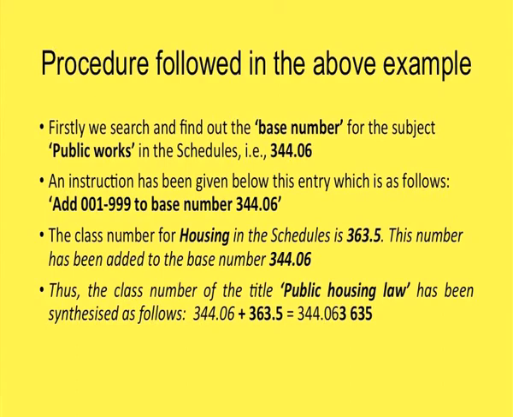So, wherever we find this instruction in the schedule, add 001-999 to the base number, we add the number as we find it in the schedule. The complete class number for housing, 363.5 in this case, has been attached or added to the base number. Ignoring the decimal in 363.5, we add 3635 to this base number 344.06. So, the complete class number of the title Public Housing Law will be synthesized as 344.06 3635.